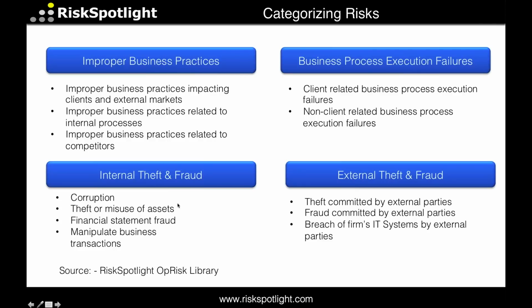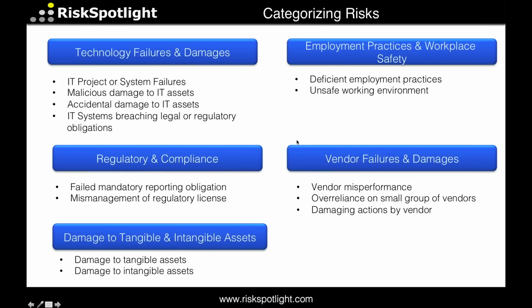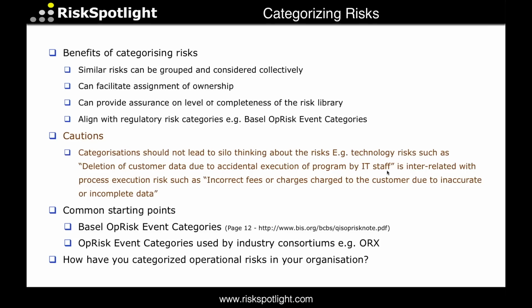In our operational risk library, these are the risk categories we've used. We've stuck to the Basel categorization and just expanded some of the categories a little bit. We have risks around improper business practices, internal theft and fraud, business process failure, and external theft and fraud, and I've listed the second level of categories under those. Then we have technology failure and damages, regulatory and compliance, damage to tangible and intangible assets, employment practices and workplace safety, and vendor failure and damages. Those are the categories we have used to categorize the 125 risks we created.